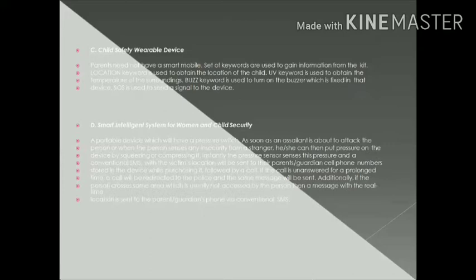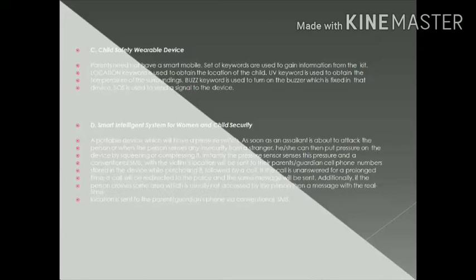So coming to the fourth literature survey, it's the smart intelligent system for women and child security. A portable device which will have a pressure switch. As soon as the assailant is about to attack, or when a person senses insecurity from a stranger, he or she can put pressure on the device by squeezing or compressing it instantly.